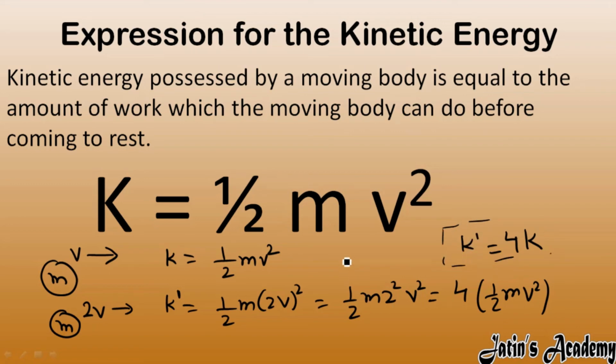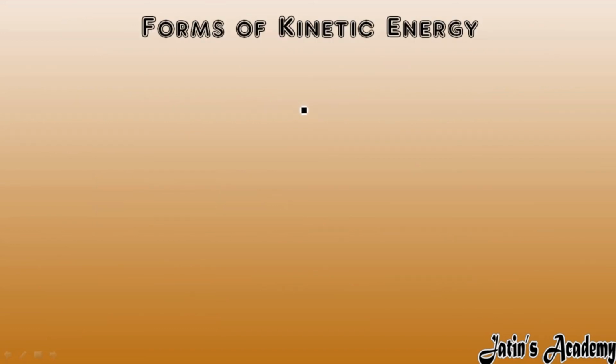It means that when mass is doubled, kinetic energy becomes double. When velocity is doubled, then kinetic energy becomes 4 times. So the effect of velocity is more on the kinetic energy as compared to the effect of mass. Clear? So kinetic energy takes forms depending upon the type of motion.